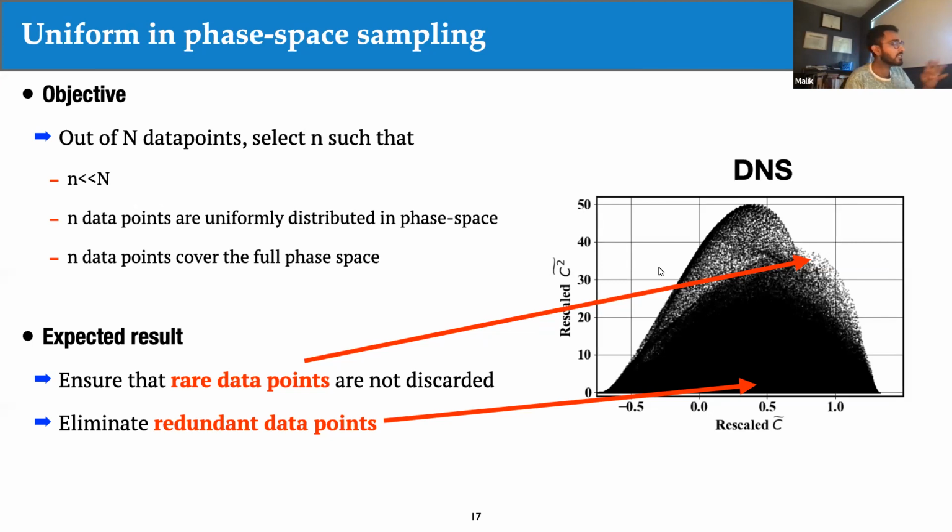What that would mean here is that we would remove a lot of data points in this area, and we consider that we have redundant information because we have a lot of data points very close to each other. But we would not remove a lot of data points, for example, in that area where we have much fewer data points. So we would preserve the rare data points and remove the redundant data.